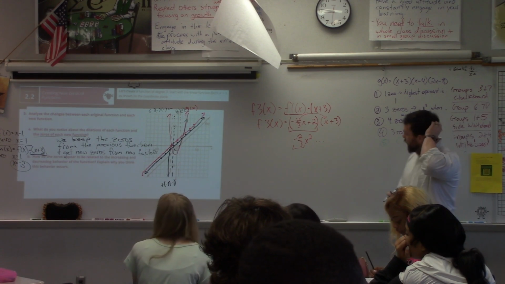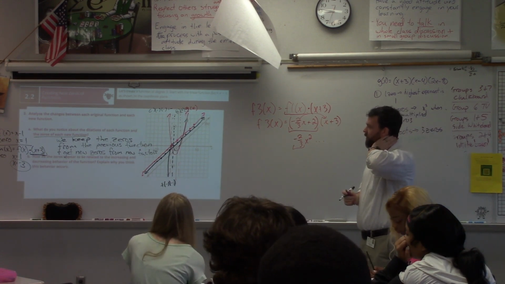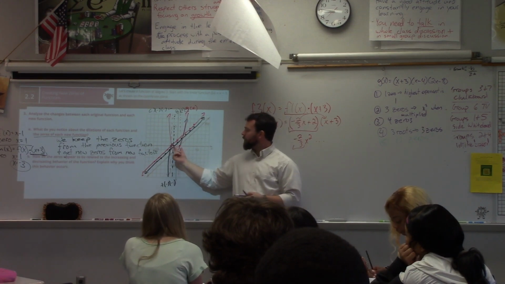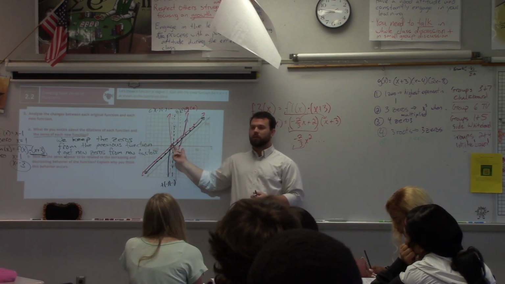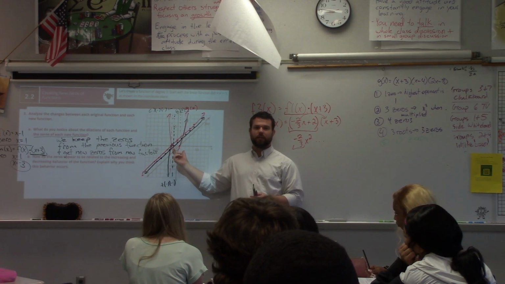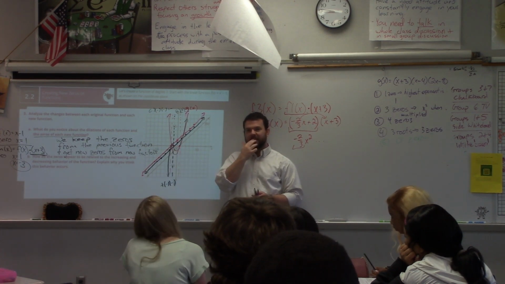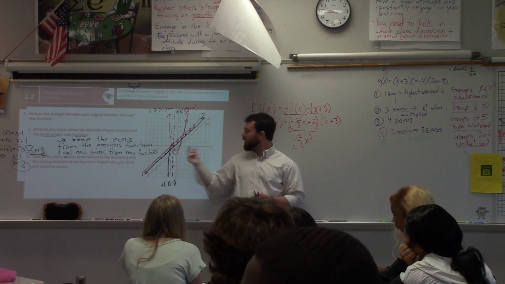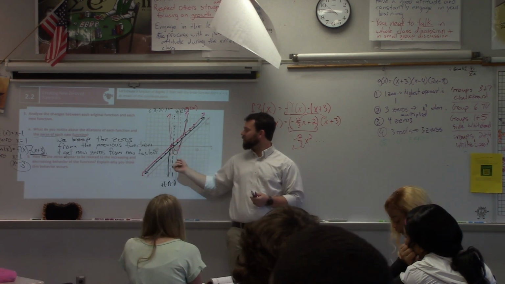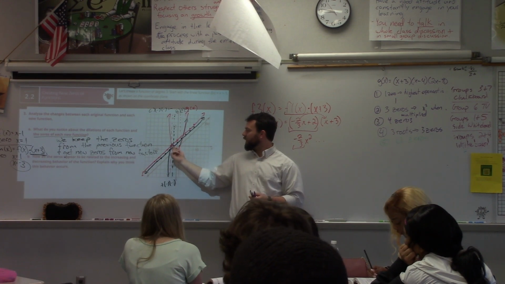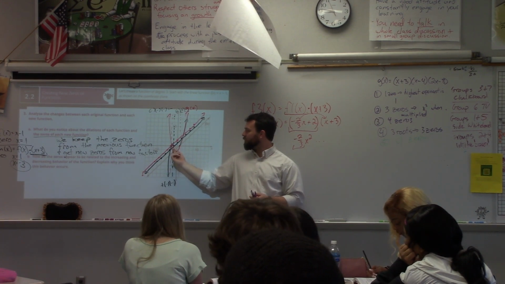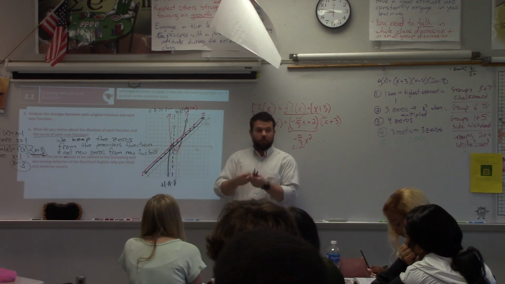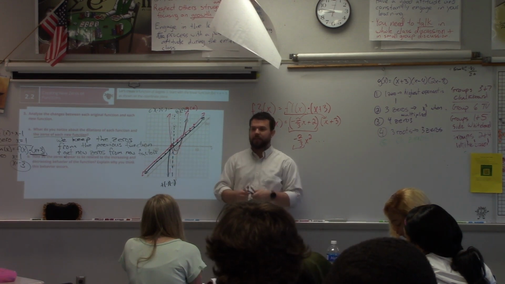So, looking at B, how did the zeros appear to be related to the increasing, decreasing? Focus on in between the zeros. What happens in between the zeros for the increasing and decreasing? So right here, what's the function doing? Decreasing. And then it starts to increase. So in between the zeros, what's happening to the increasing and decreasing?